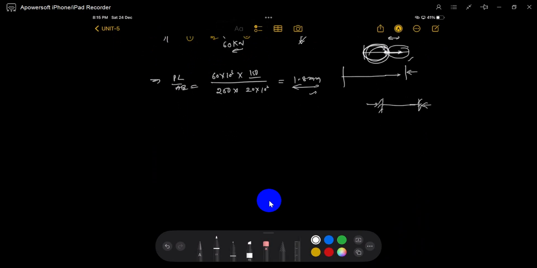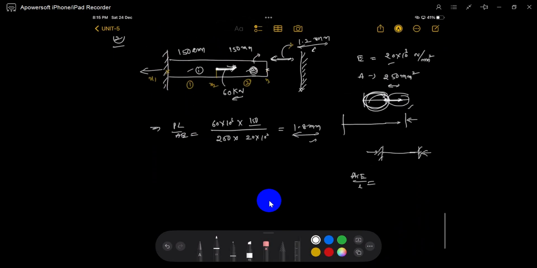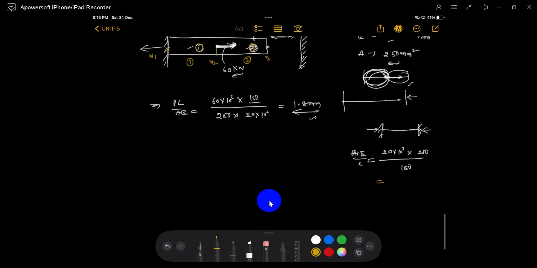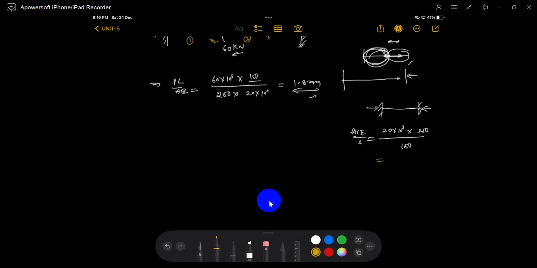So I will write what is the AE by L value. A is 250, E is 10 into 10 cube, L is 150. Once again, I took this as element 1 and this as element 2. Both elements have the same A, E, L, so there is no need to do each local element. I will directly write the global element matrix.